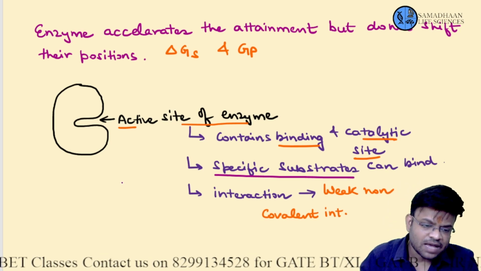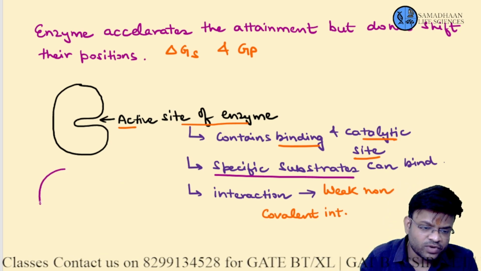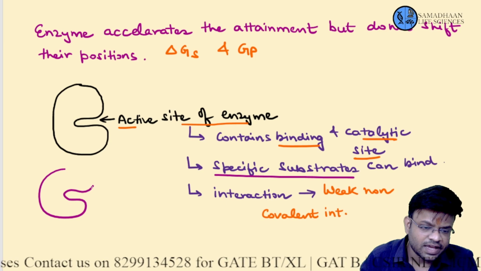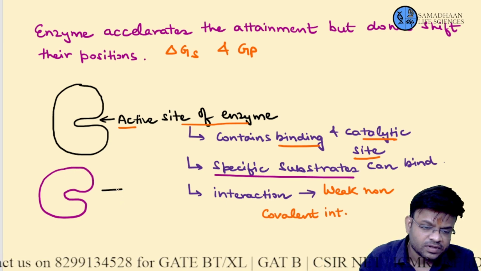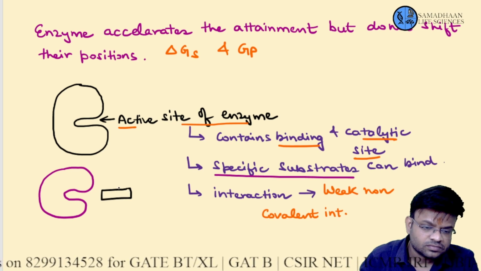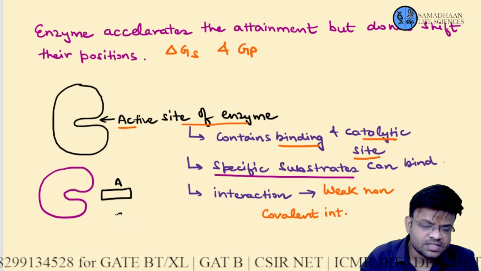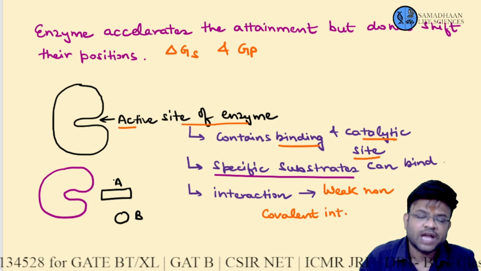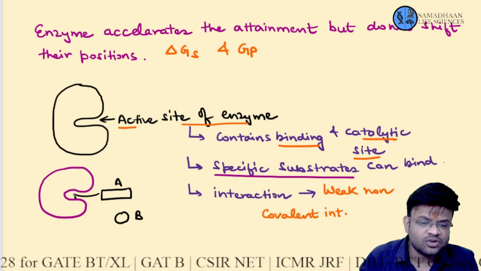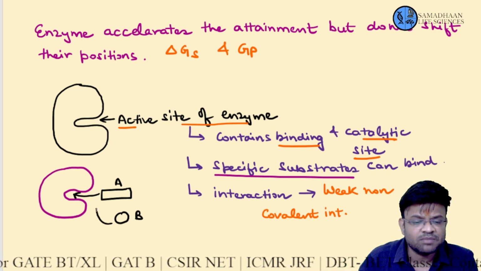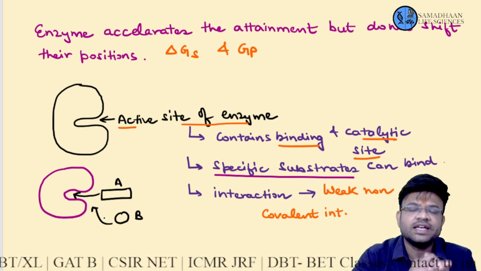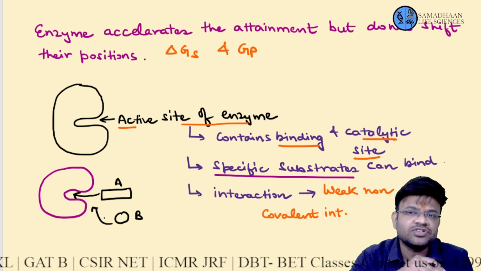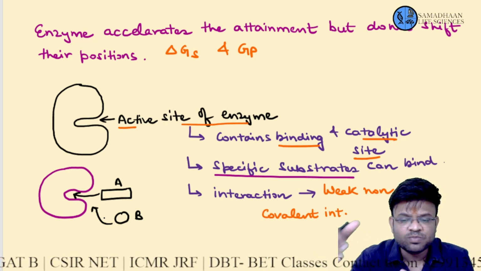Okay, so for example, let me just draw it over here, that this is the enzyme, and let us say this is substrate A and this is substrate B. So primarily substrate A will be able to fit in over here, but substrate B might not be able to fit in. That is why I'm saying that the enzymes are very specific in their functions. Let us come to the next point.